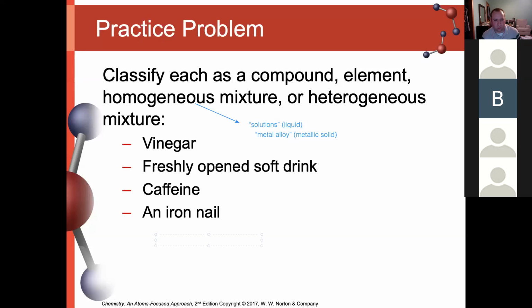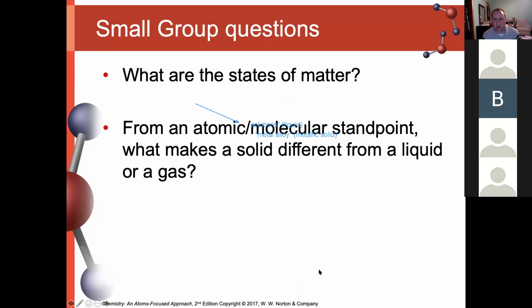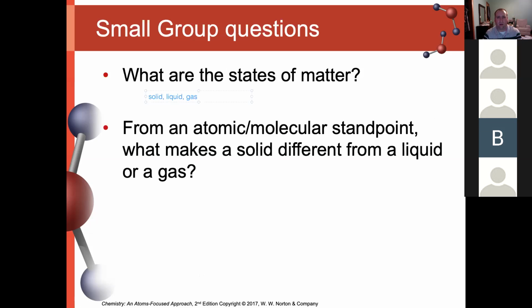All right, let's explore one more concept before we put this away for the day. And that is the idea here of the states of matter. So what are the different states of matter? Solid, liquid, or gas. But what makes a solid a solid? What makes a liquid a liquid? What makes a gas a gas?